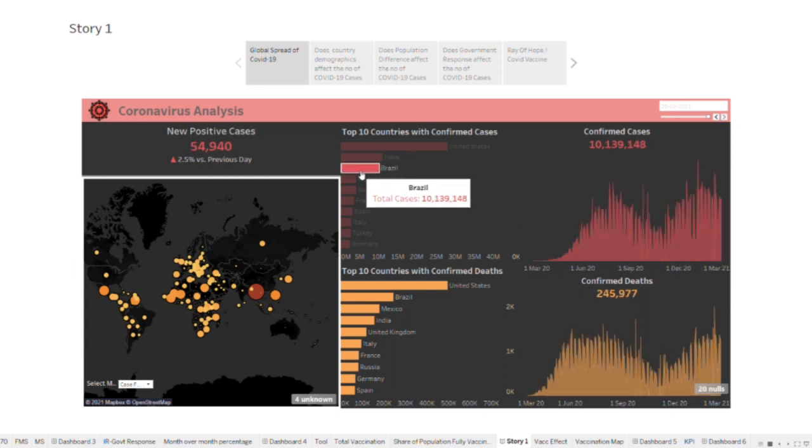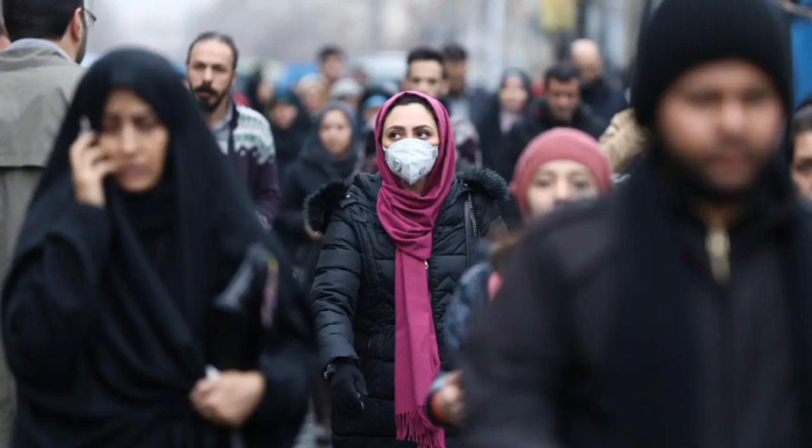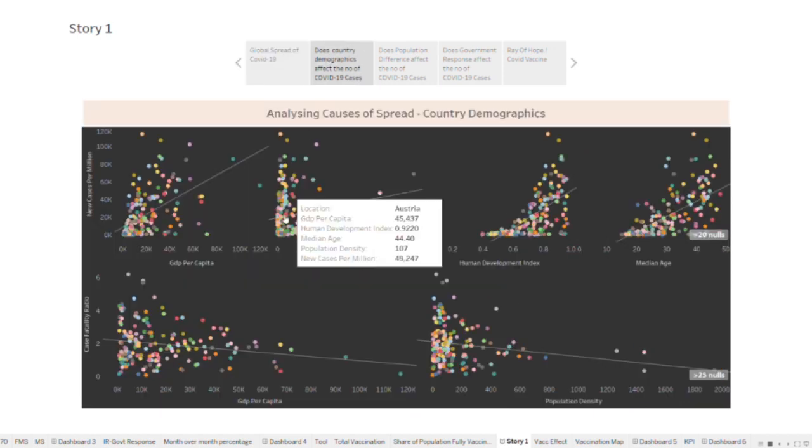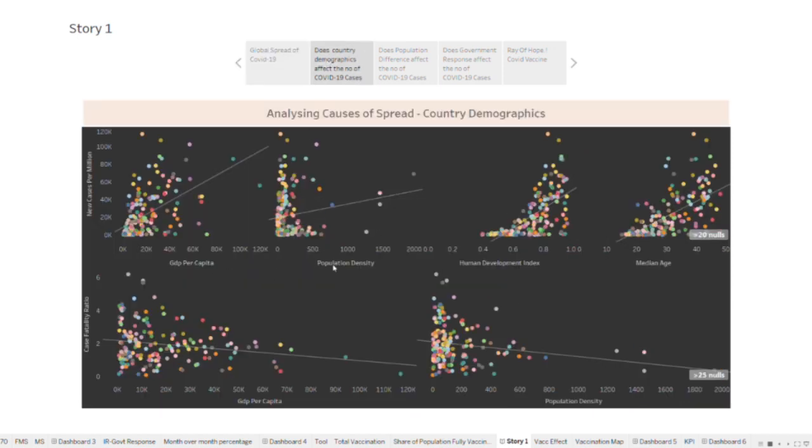It's true that COVID has affected all the countries irrespective of socioeconomic differences, race, or ethnicity. But I wanted to know if there was any specific characteristic that can aggravate the spread of COVID. And the first parameter that I wanted to analyze was country demographics, like GDP, Human Development Index, life expectancy, etc. And here are the results that I found.